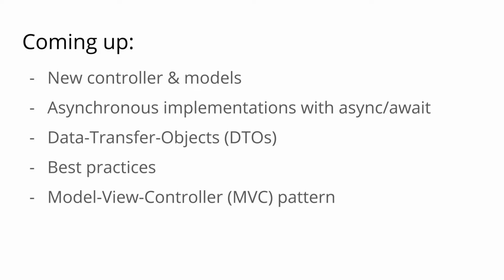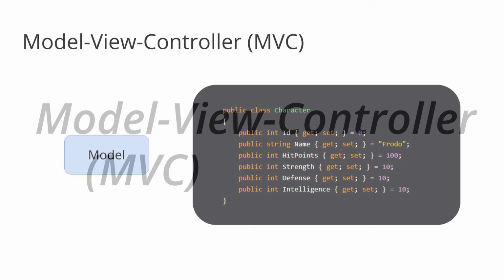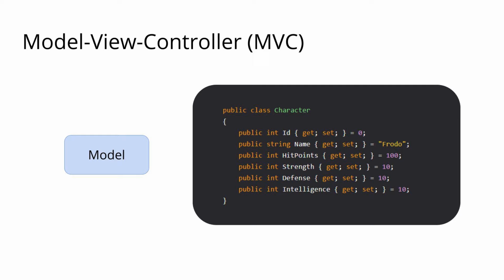Model View Controller, or short MVC, is a software design pattern that divides the related program logic into three interconnected elements. Let me explain what every single one of these three elements stands for and how they collaborate. We start with the model. You could also say the data. A character in our role-playing game is a model, for instance. It can have an ID, a name, hit points, attributes, skills, and so on. You as the developer know the code of your model, but the user won't see your code.